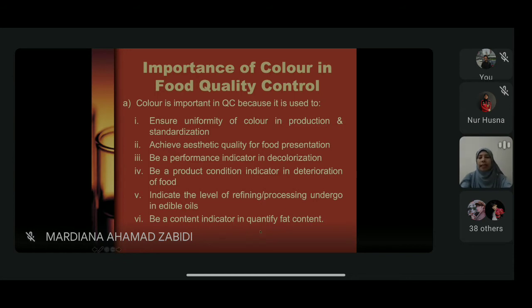Okay, content indicator. For fat content, this one is probably in terms of the color. When you bake, sometimes if let's say the fat content is too much, then it can become lighter. If it is too low, then the color will be different.